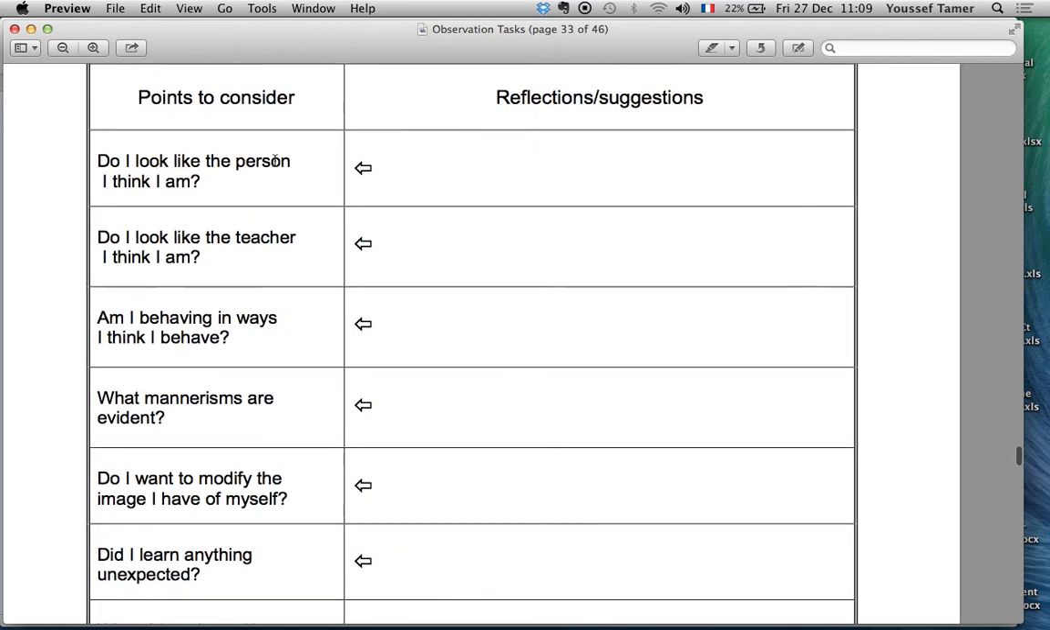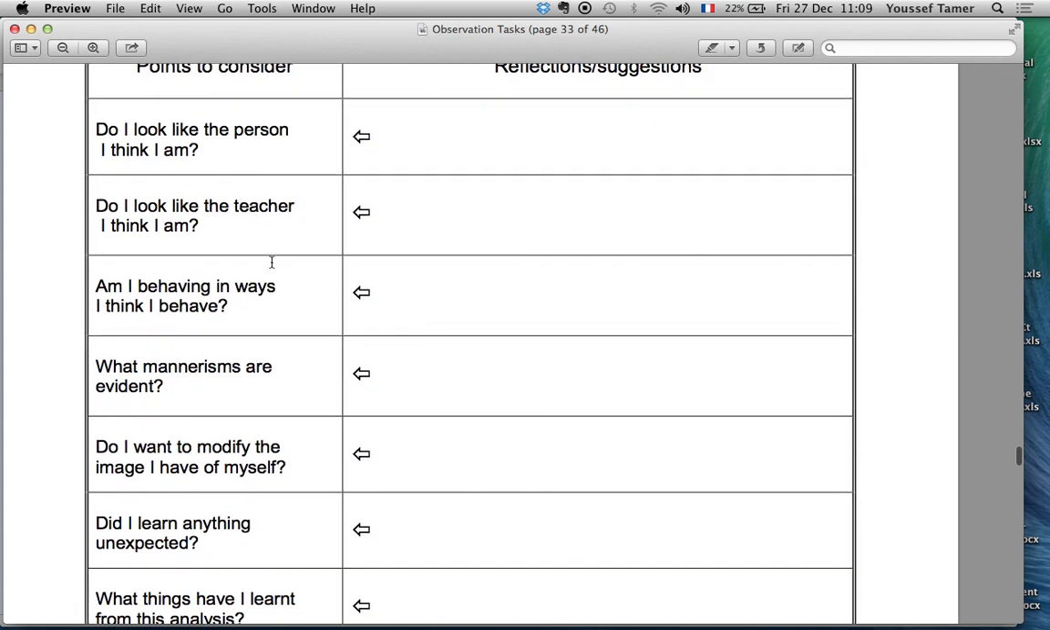Do I like the person I think I am? Usually no. Yes, the first time, when you listen to yourself, usually you don't. By the time, it doesn't disappear, it never disappears, okay? That's one of my conclusions. But it decreases to some extent, okay? Do I look like the teacher I think I am? Maybe no. Maybe yes sometimes, maybe no.